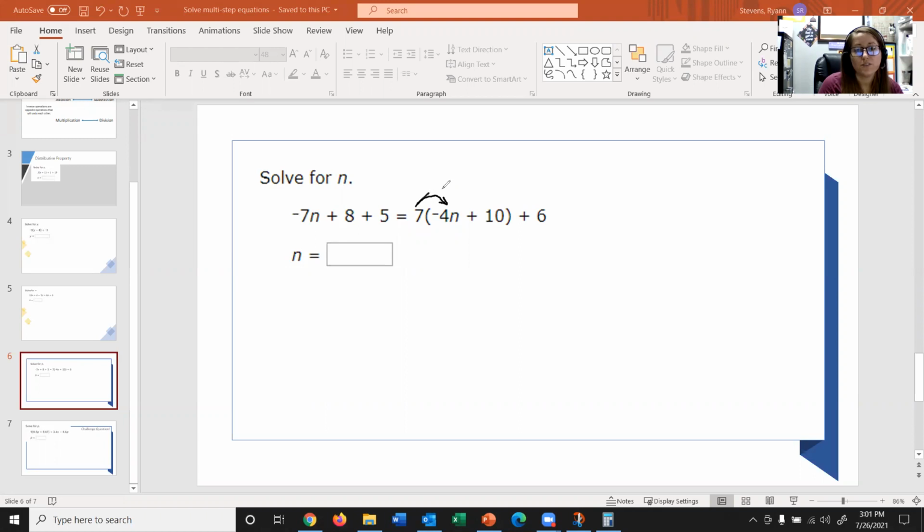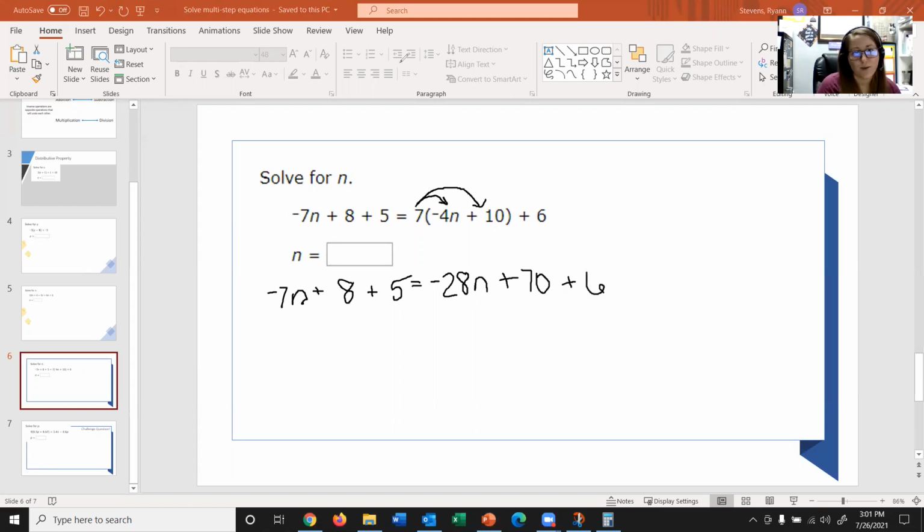Okay, so we're going to distribute 7 to -4 and then 7 to 10. This is going to leave us with -7n plus 8 plus 5 is equal to 7 times -4 is a -28n. And then 7 times 10 is a 70, +70. And then we're going to leave the 6 here.